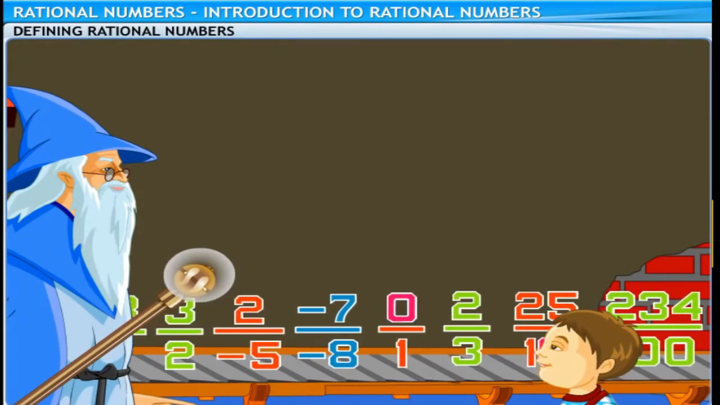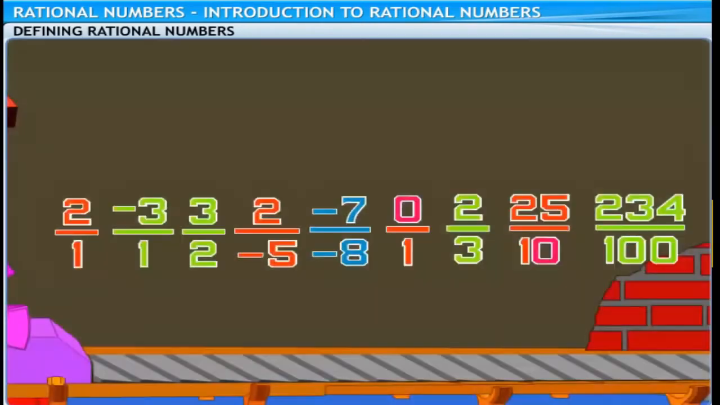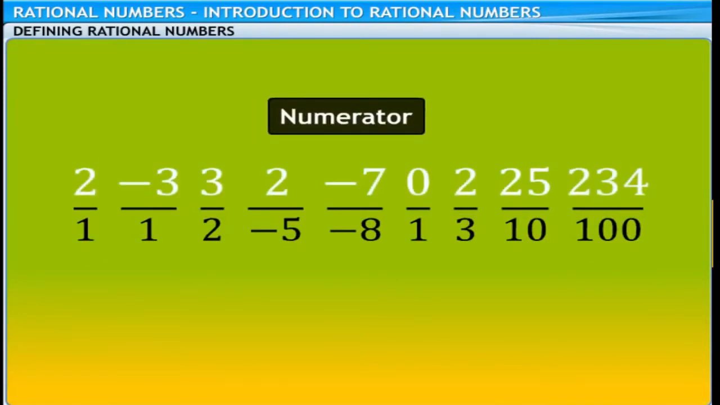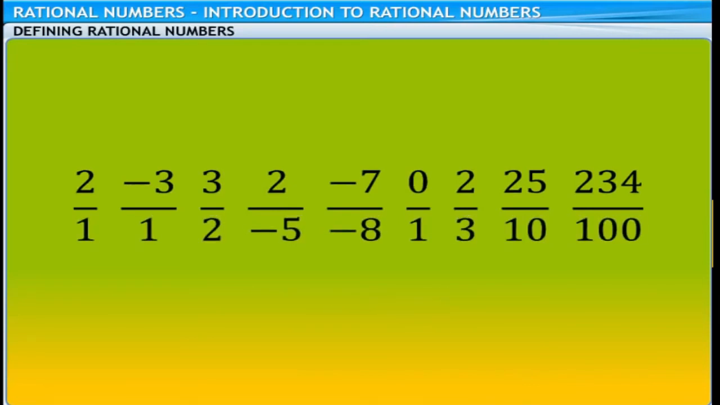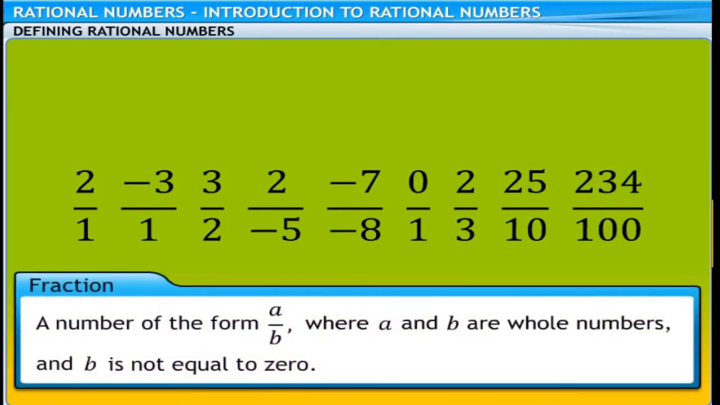Now, what is all this racket about, Unc? What are these numbers? Let me see. All of them have a numerator and a denominator. Can we call these numbers fractions? Let's recall our understanding of fractions. Fractions are a collection of numbers of the form a divided by b, where a and b are whole numbers and b is not equal to 0.